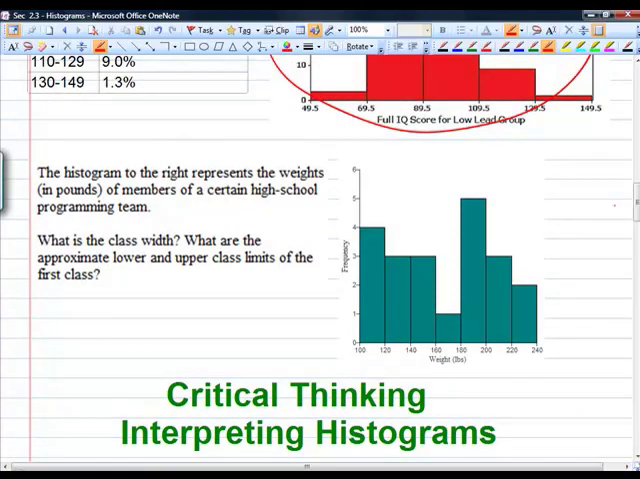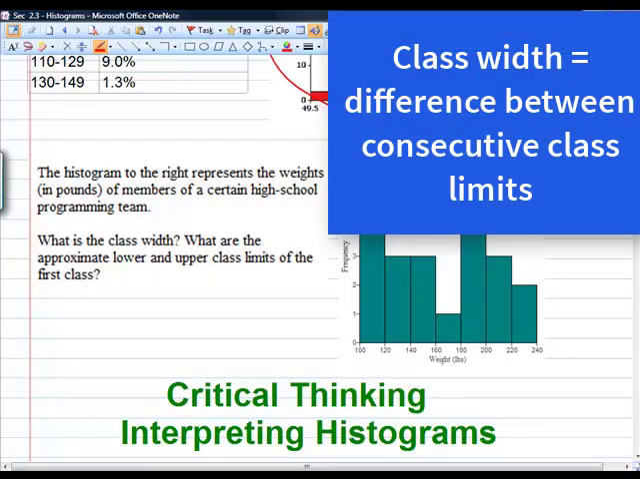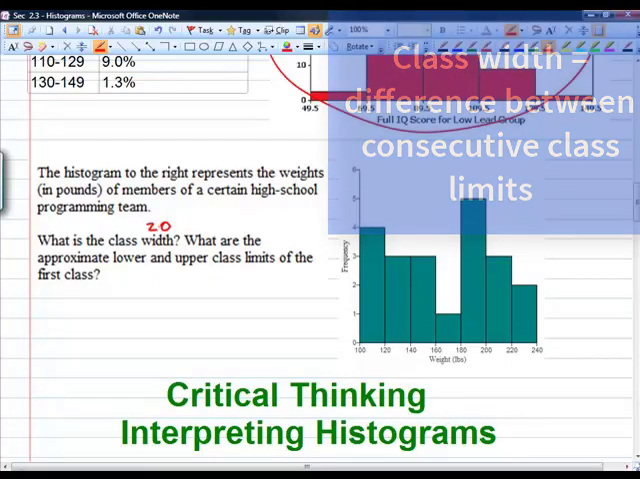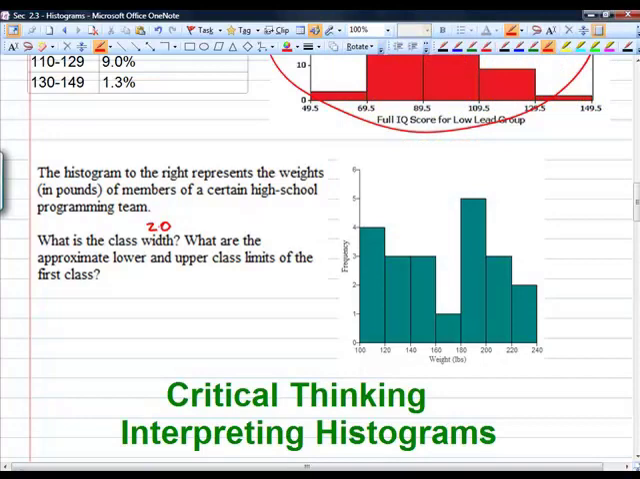All right, here's another question. It says the histogram to the right represents the weights in pounds of members of a certain high school programming team. What is the class width? Very similar to the question we just did. What is the class width here? Remember how to determine the class width? It's 20. What are the approximate lower and upper class limits of the first class? The lower class limit for this first class, the first class is this bar right here. The lower class limit would be approximately 100.